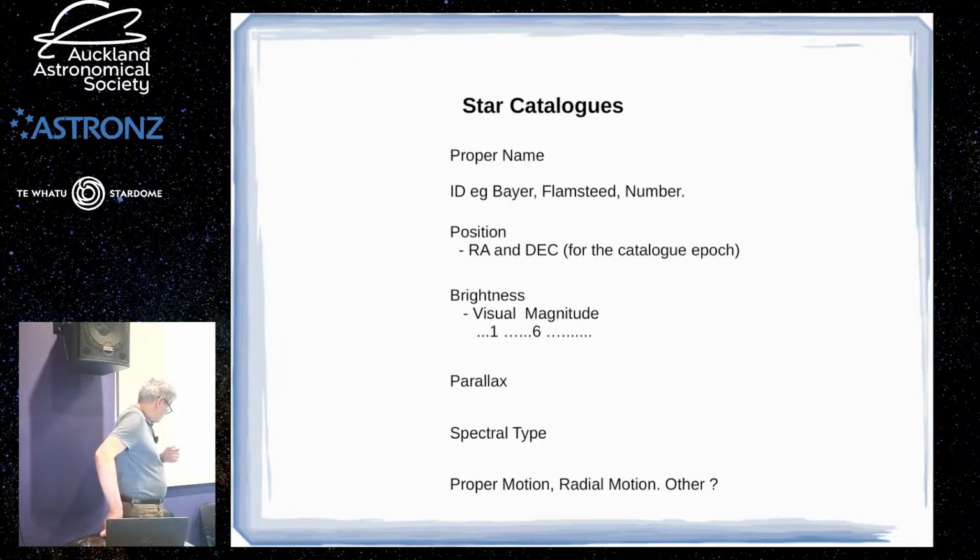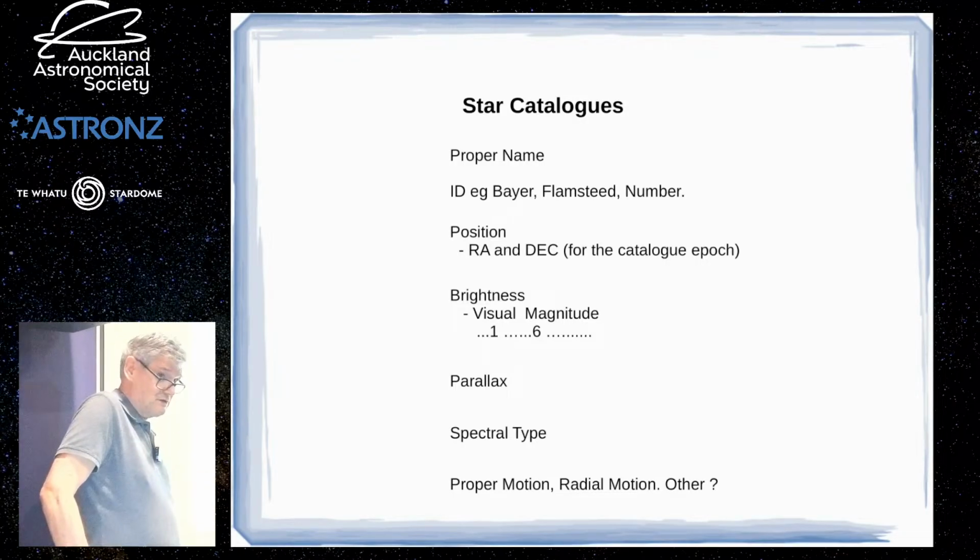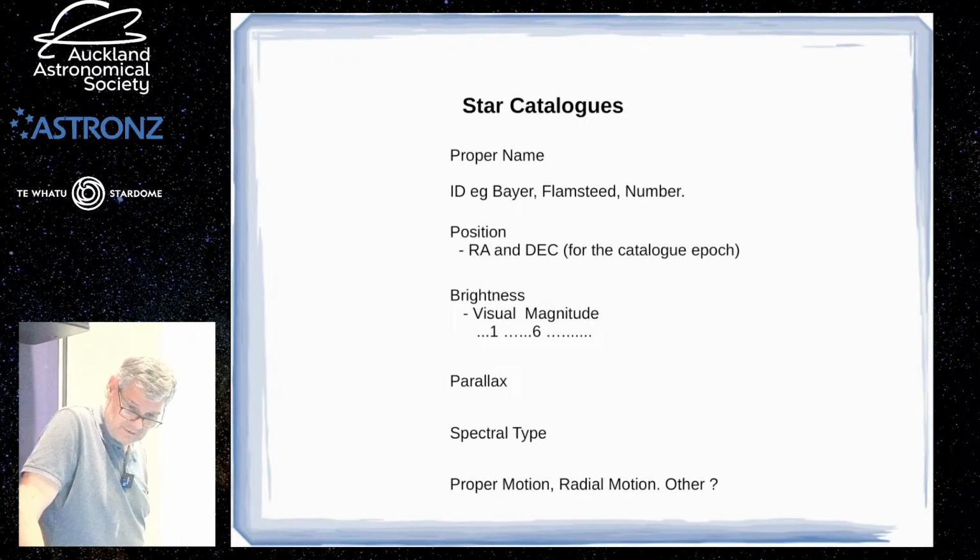So, for example, stars that are closer to us will tend to have a higher proper motion. But they can also have a radial motion, which means motion towards us or away. And we can measure that using Doppler shift in the spectra of the star.